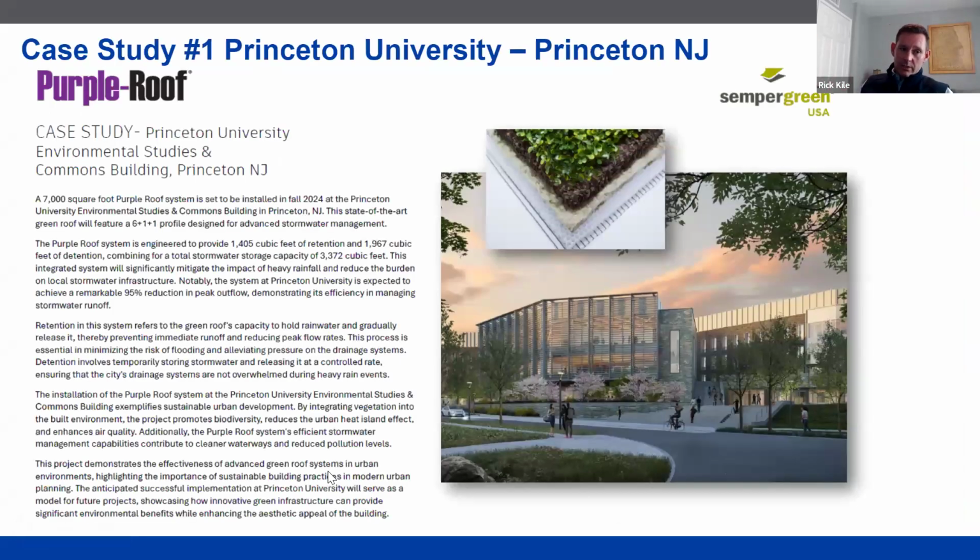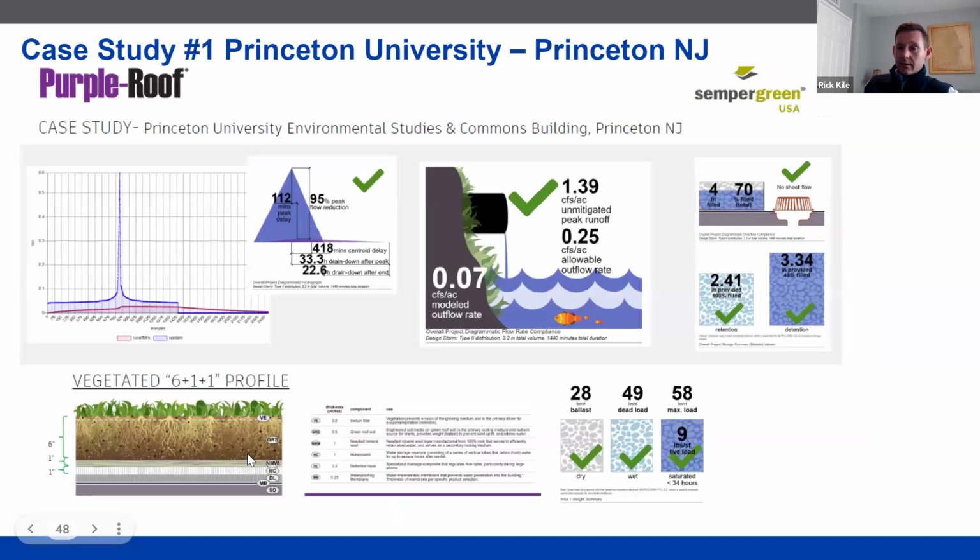Case study number one is a purple roof assembly at Princeton University, approximately 7,000 square feet. What's really impressive when you look at the assembly is that we're not integrating a significant amount of extra depth here to manage a really high volume of stormwater. It provides both retention and detention: over 1,400 cubic feet of retention, or almost 2,000 cubic feet of detention. So really impressive for this project that they manage stormwater.